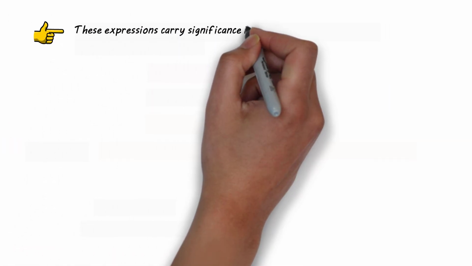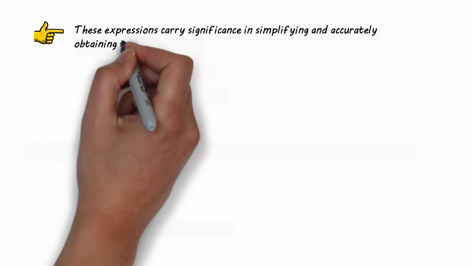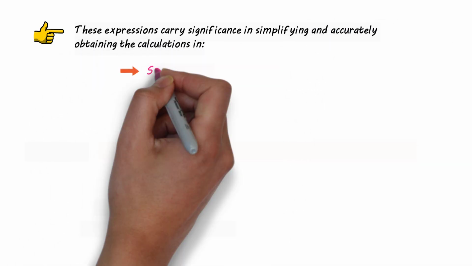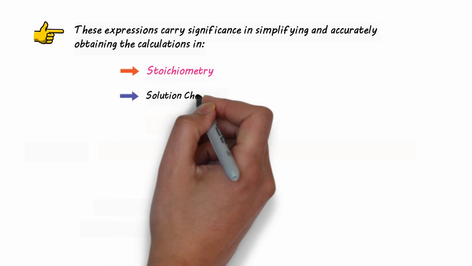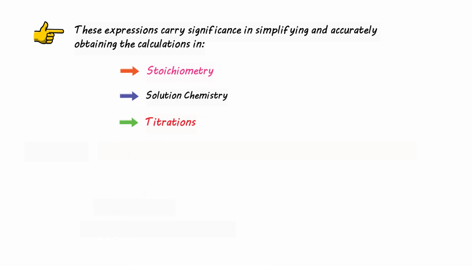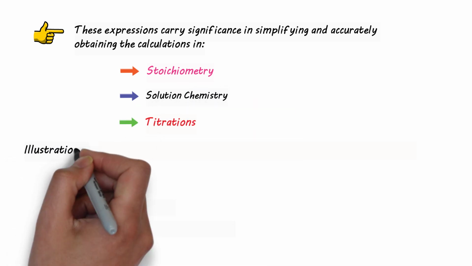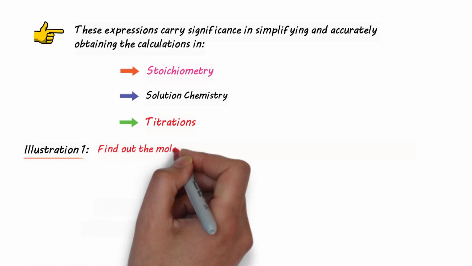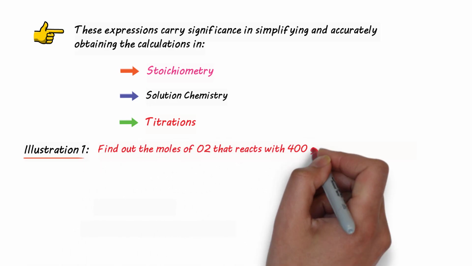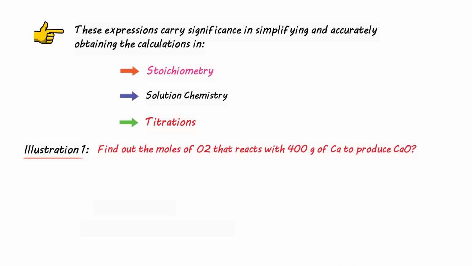Now, these equations carry significance in simplifying and accurately obtaining the calculations in stoichiometry, solution chemistry, and titrations. This could be exemplified by means of an illustration. Let's find out the moles of oxygen that reacts with 400 grams of calcium to produce calcium oxide.